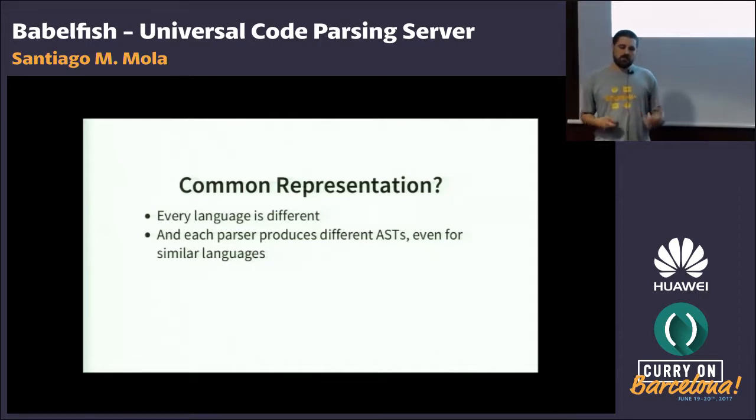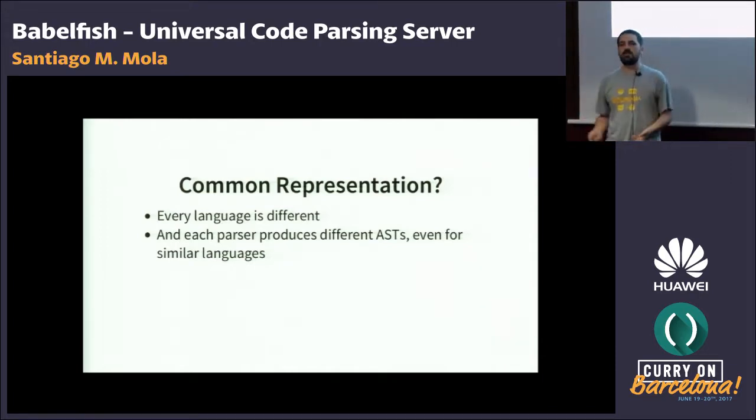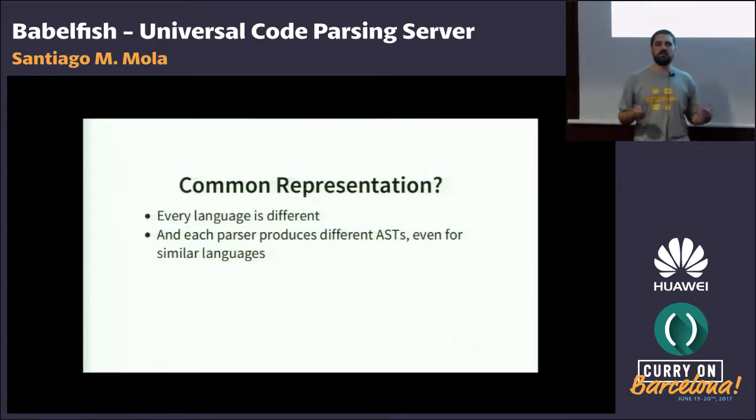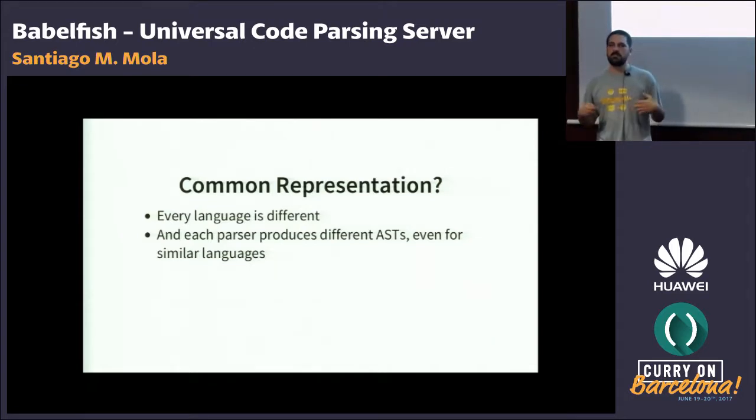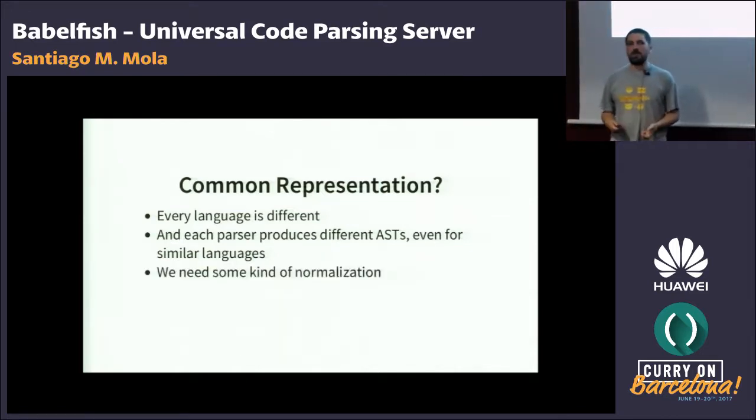So the first problem we faced is, something pretty obvious: every language is different, and every language has very different AST definitions. Even each parser of the same language, or of similar languages, has massively different ASTs. For example, we tried 3 Java parsers and realized that all of them produced completely different things. So we needed some kind of normalization to be able to work across languages.